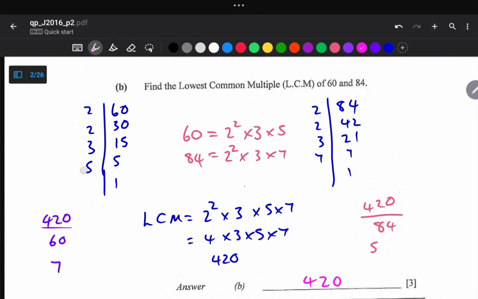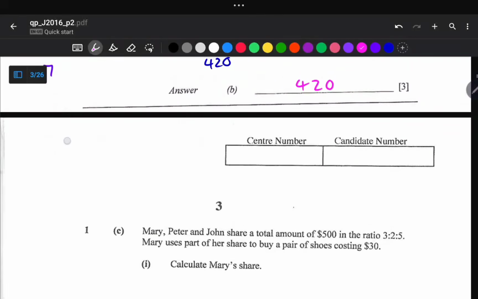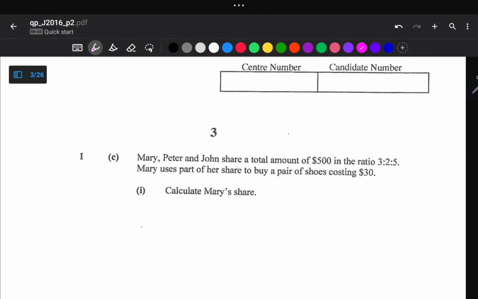So let us move on to the next question, number 1C, which says: Mary, Peter, and John share a total amount of $500 in the ratio 3:2:5, and Mary uses part of her share to buy a pair of shoes costing $30. We are required to calculate Mary's share.